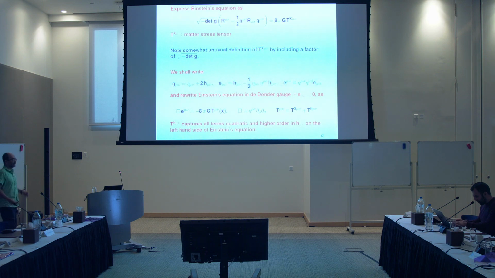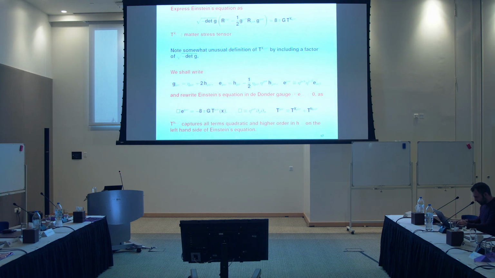Since it is a classical gravitational problem, we solve Einstein's equation. So, what is Einstein's equation? Okay, this is it. The left hand side is the standard Einstein tensor and the right hand side is the energy momentum tensor. T^x mu nu is the matter stress tensor, the stress tensor of everything other than gravity.